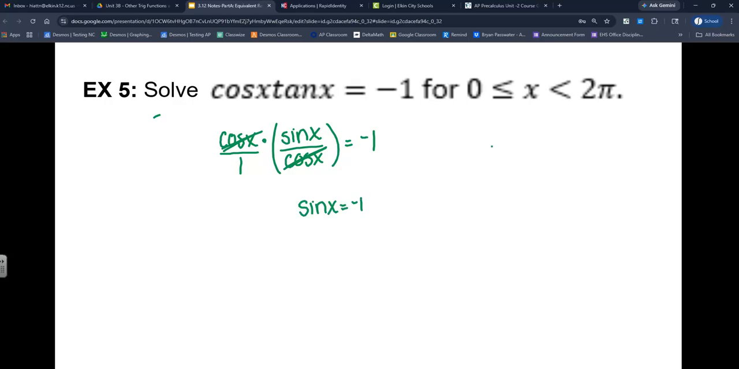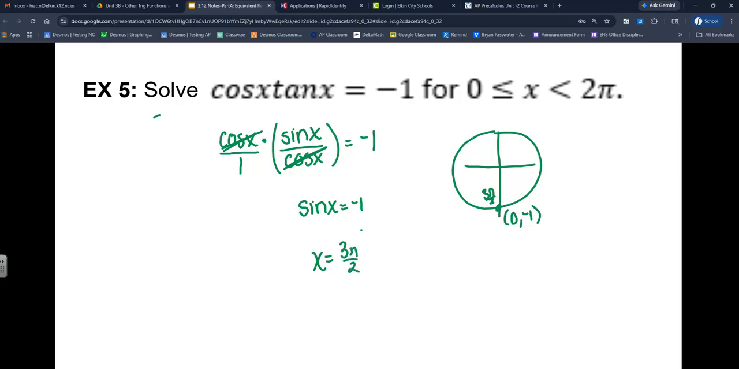Well, we did that a lot already, right? Where does sine of x equal -1? 3 pi over 2. Right here, those coordinates are 0, -1. So x equals 3 pi over 2.